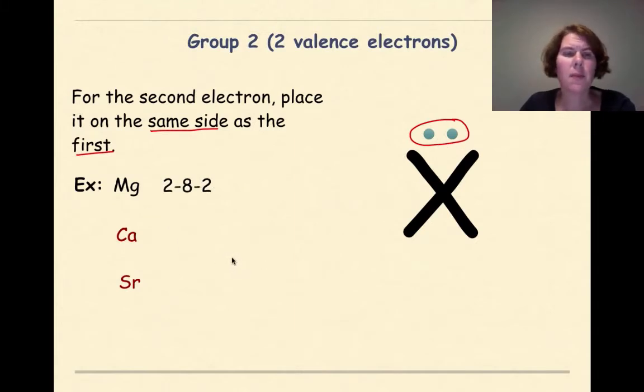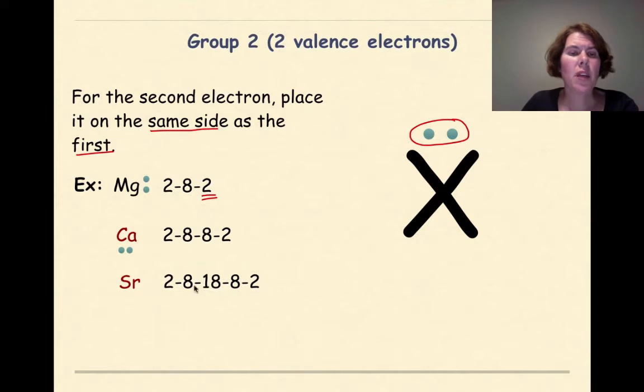Let's look at magnesium. Magnesium has an electron configuration of 2, 8, 2. So 2 electrons at the end. Therefore, 2 electrons, let's say it's over on the right-hand side. Calcium, 2, 8, 8, 2. The electrons on the bottom. Strontium, 2, 8, 18, 8, 2. We can put the 2 electrons around the left-hand side. It doesn't matter what side the electrons occupy. I'm just a big believer in keeping them together.